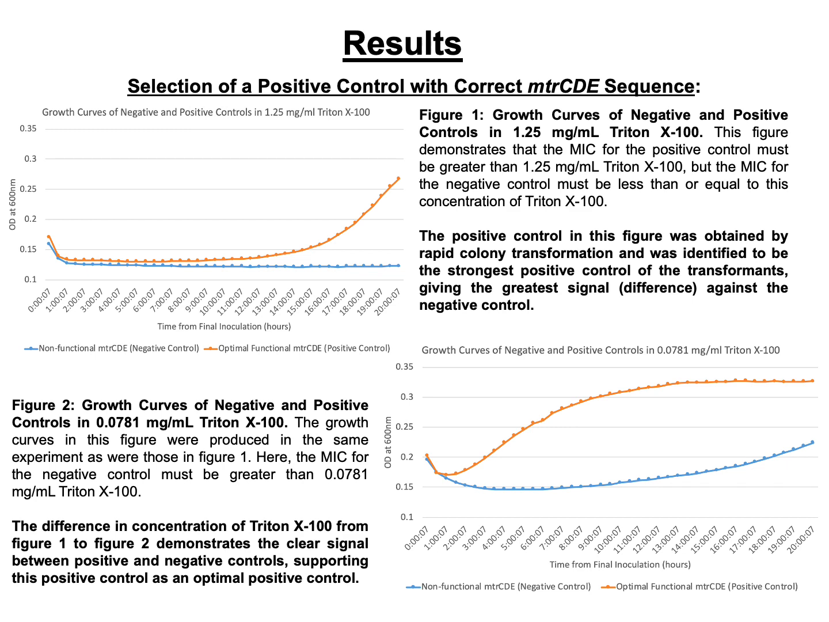At the lower concentration of Triton X-100, both growth curves increase. This demonstrates that both the negative control and positive control bacteria are alive at the beginning of the final incubation period, as no growth would be observed without live bacteria. It also demonstrates that the MIC for the positive control is greater than the MIC for the negative control, and the difference between the two is very clear, making this positive control optimal for future MIC assays.